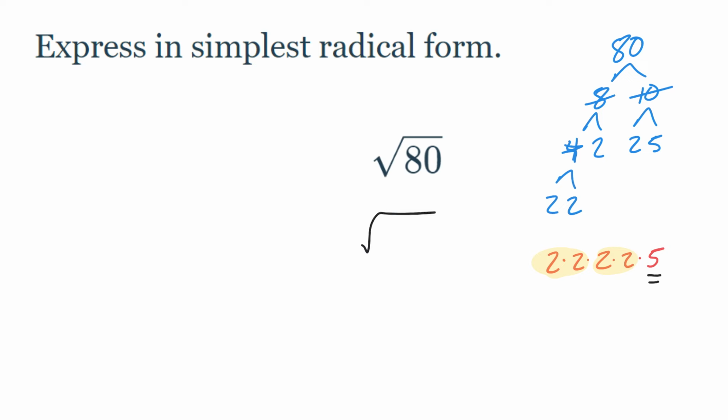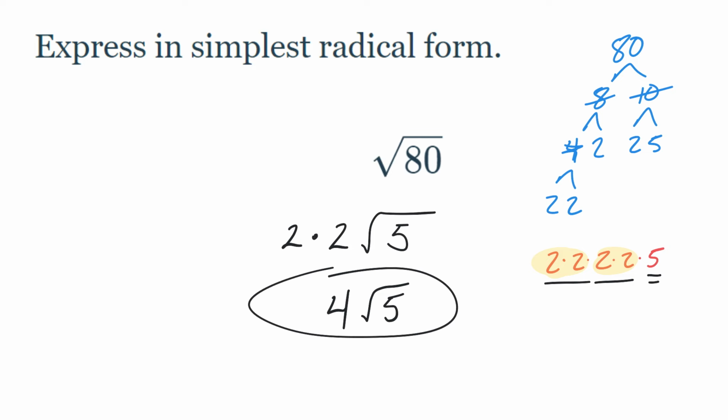We have a 5 that got left inside, so we're going to go ahead and put that in there before we forget about it. And on the outside, we had a 2 that gets to go out, and then we get another pair of 2's that get to go out. So this goes out to the outside, and notice it is multiplication. So 2 times 2 is 4 times the square root of 5. So the simplified form of the square root of 80 is 4 times the square root of 5.